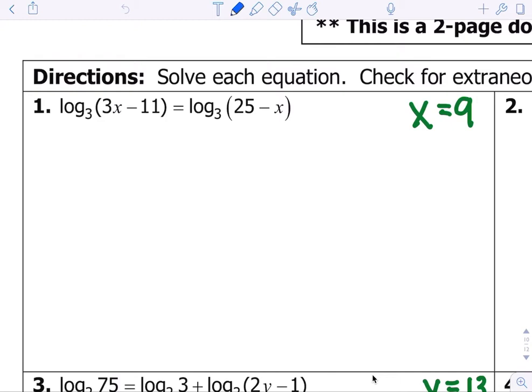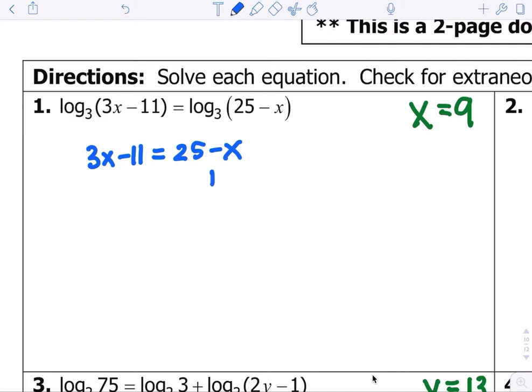So with number 1, recall, you guys need to get log equaling the same log, which we do. Once you have those equal, all you have to do is equate the things in the parentheses to each other. So for this first one, we're going to have 3x minus 11 equals 25 minus x.